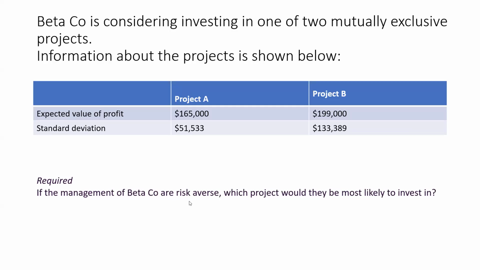Beta company is considering investing in one of two mutually exclusive projects. Mutually exclusive means we have to take either one of the projects. We can't do both of them at once. Information about the projects is shown below. You have project A and project B, with the expected value of profit as well as the standard deviation. If the management of Beta company is risk averse, meaning they are afraid of risk, which project would they be most likely to invest in?